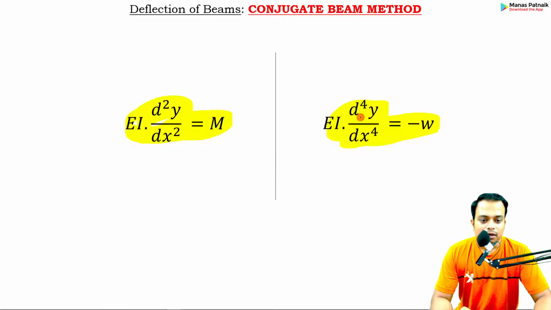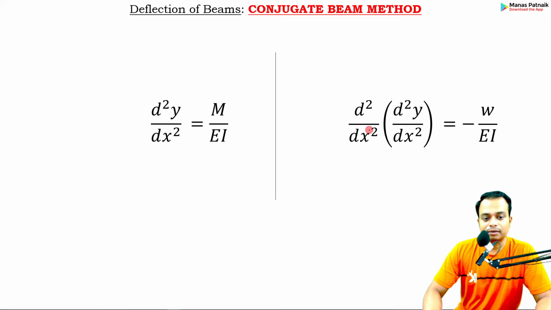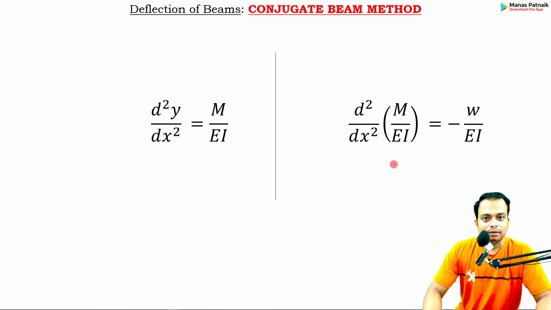What's next, sir? Can I write it like this? d2 by dx4, this way. I've shifted EI over here. d2 by dx2, or dx square, this way. What can I replace this with? Sir, d2y by dx square. d2y by dx square is nothing but M over EI. Just do the replacement. Done.